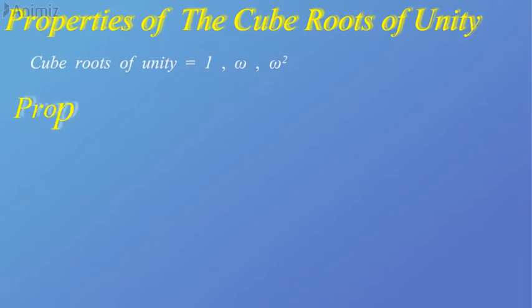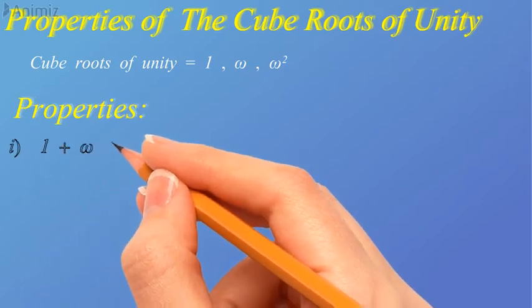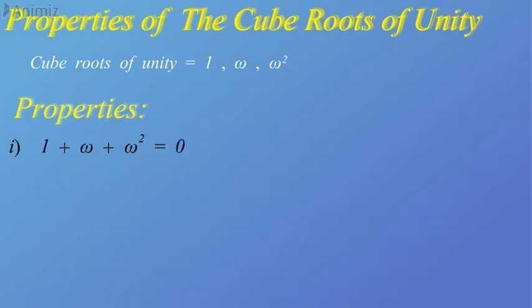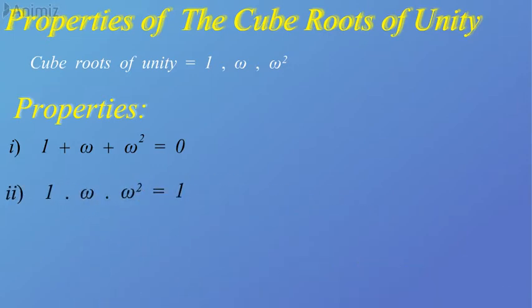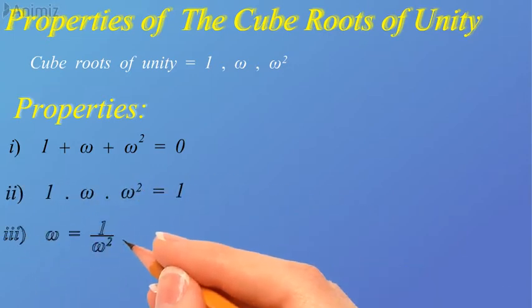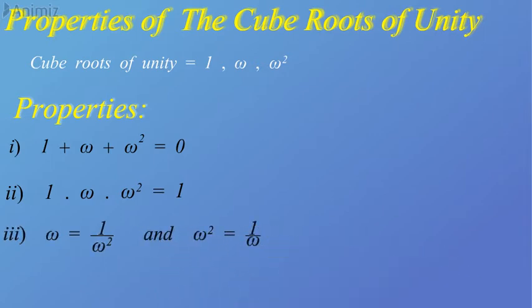There are three main properties of cube roots of unity. Number 1. The sum of cube roots of unity is 0. Number 2. The product of cube roots of unity is 1. Number 3. Each complex cube root of unity is the reciprocal of the other. Let us prove all these properties one by one.